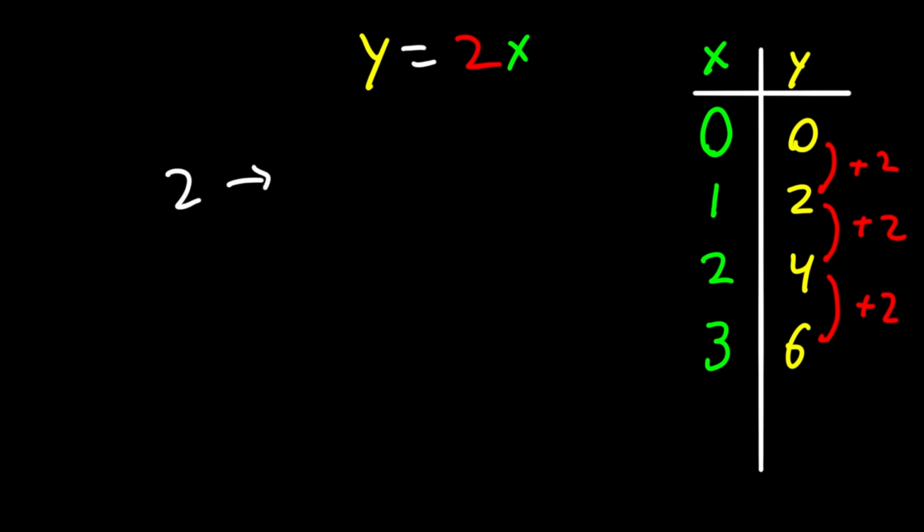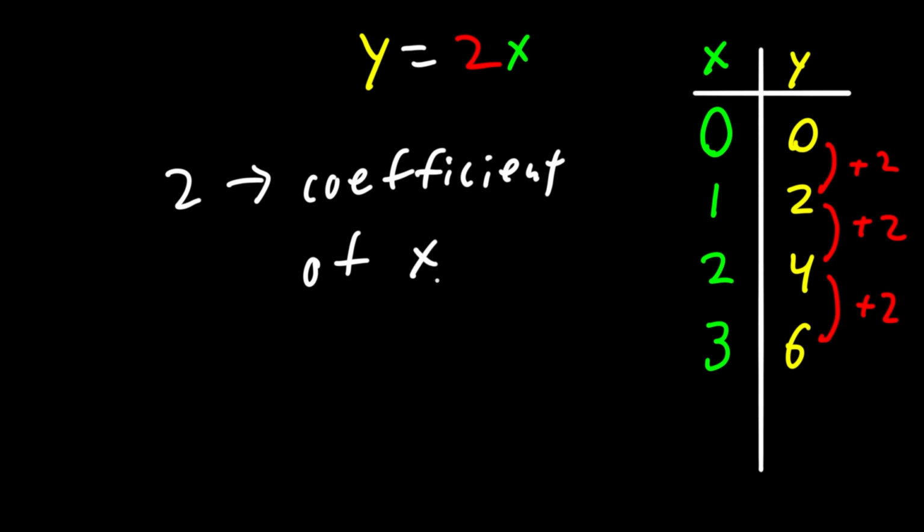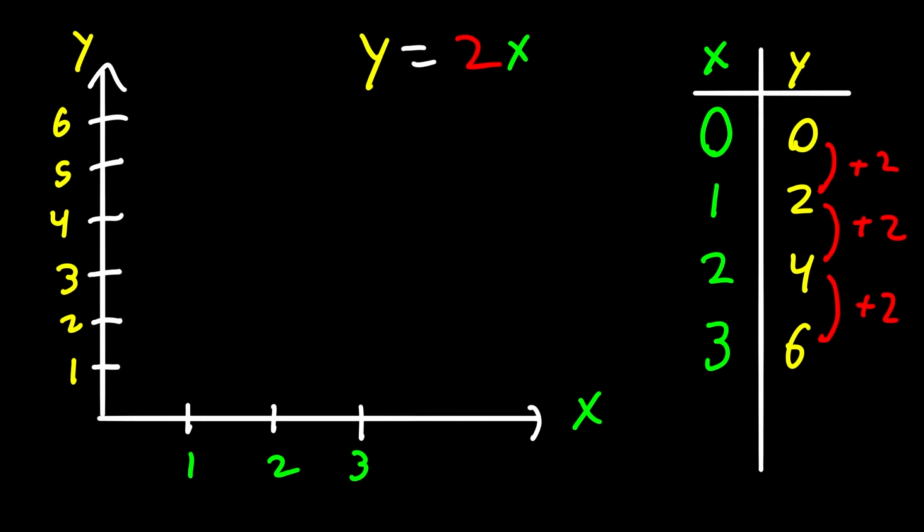So 2 is the coefficient of x, which basically means that it's just the number to the left of x. And now let's graph the line. So let's use the points. When x is 0, that's right here, y is also 0. So the point's going to be right about here.